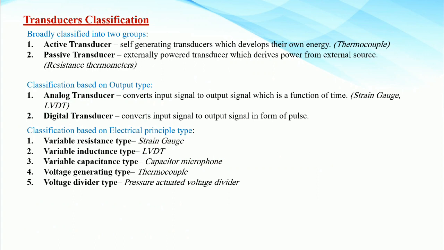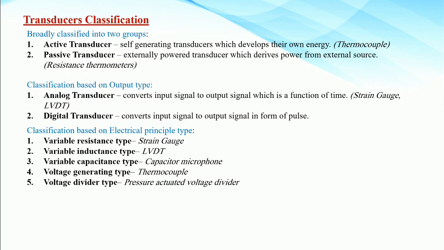Now in case of classification, there are different classifications available based on different criteria. Broadly, transducers can be classified into two groups, active transducers and passive transducers. Now an active transducer is also known as a self-generating type of transducer. That means this transducer can develop its own voltage or current. The energy required for production of an output signal is obtained from the physical phenomenon which is being measured. Examples are thermocouple, piezoelectric pickup, and photovoltaic cell.